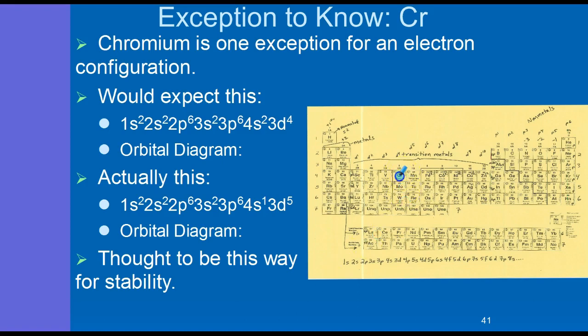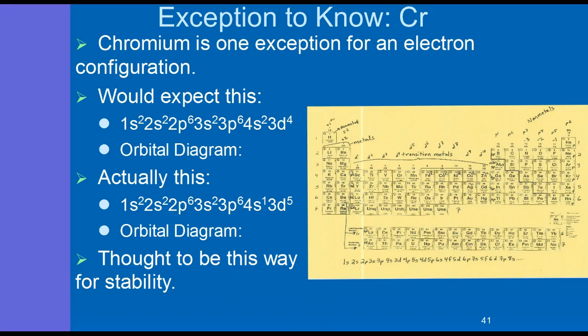And here's chromium right there. There are other exceptions, and the way you can tell if an element is an exception is by looking at that very bottom number. And I'm talking in this D section here, the transition metals. If that bottom number is a 1, it means it's an exception. So if you look at that next one, that's a 1. And if you look over here, copper and silver are also ones, so they're exceptions. But the only exception I'll ask you is chromium. I guarantee you that it's going to be on a test.